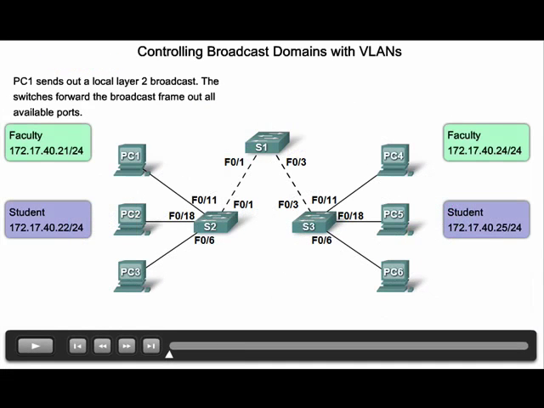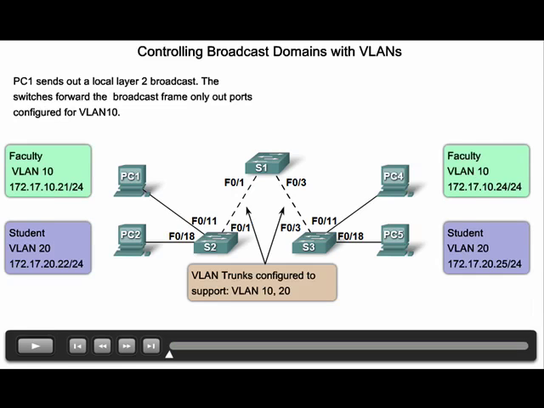There are two groups of users in this graphic, faculty and student. Notice that when all PCs are under the same IP network and PC 1 sends a broadcast, all devices receive and must process that broadcast. One benefit of VLAN implementation is broadcast containment. Each VLAN is its own broadcast domain.